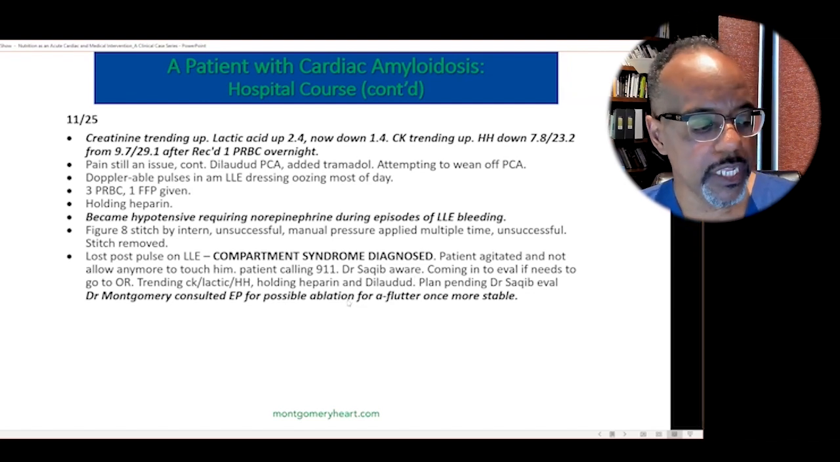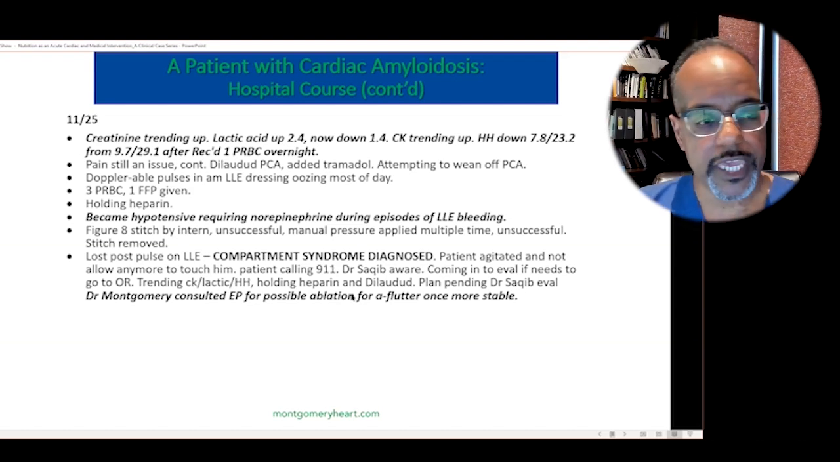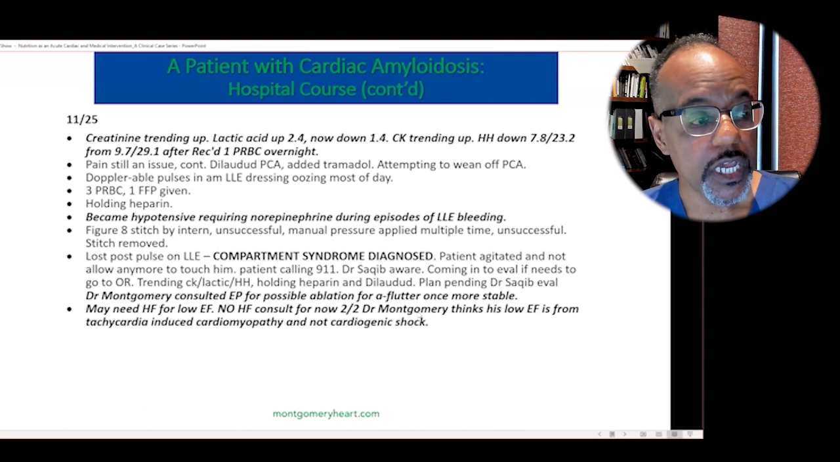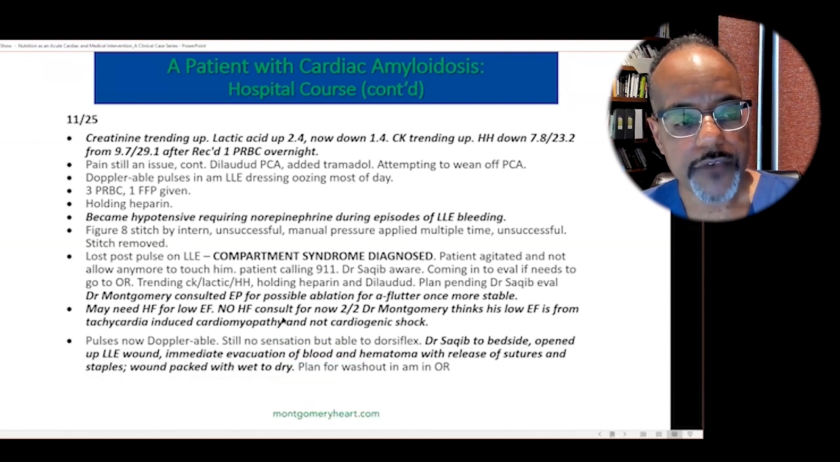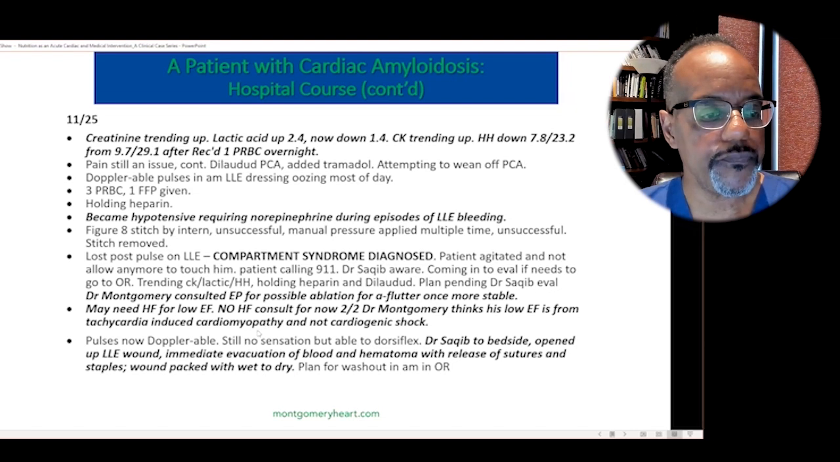I called my colleague to evaluate him for EP. I'm an electrophysiologist, but I actually have her do all my procedures now because I'm focused more on nutrition and wellness. So she agreed to take him for an atrial flutter ablation the next day. The surgical team talked about calling advanced heart failure, but I felt it wasn't necessary because I think we just need to get his heart rate and rhythm under control.